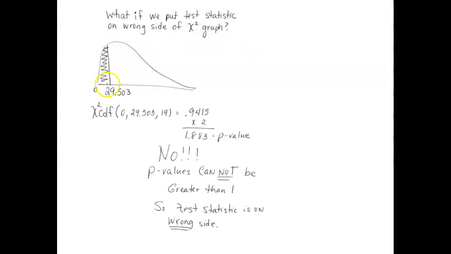If we put it on the left side, then when we go to find this area, we'll do chi-squared CDF from 0 to our test statistic with 19 degrees of freedom, and we're going to get this value here. When I double that, then I get this. That can never be a p-value because p-values can't be greater than 1. It's not going to be 1.883. So that's an indication that it's on the wrong side and that you need to move it to the other side. So watch your p-values, make sure they're not more than 1. The only case you have to worry about this is the two-tailed test for chi-squared. No other situations do you have to worry about it other than the two-tailed test for chi-squared.